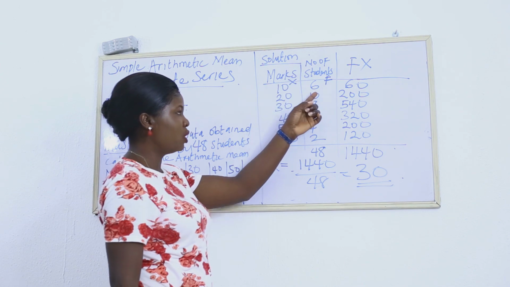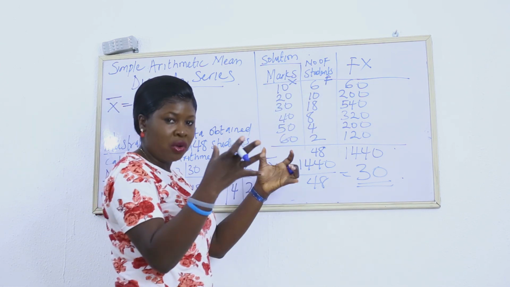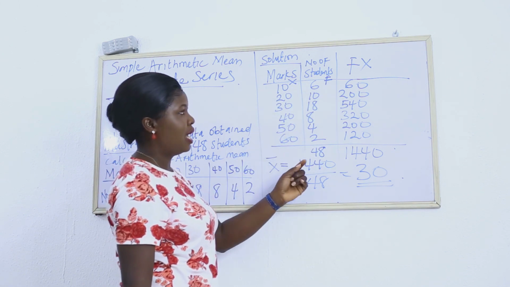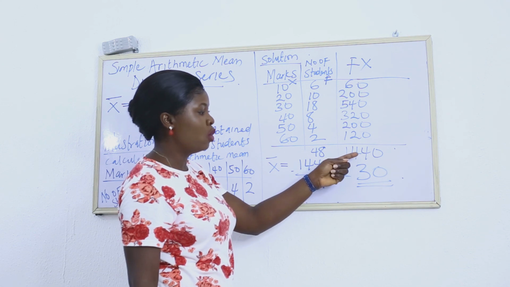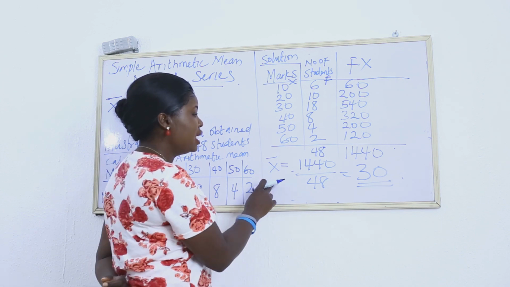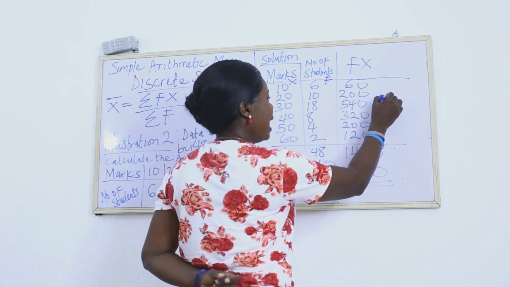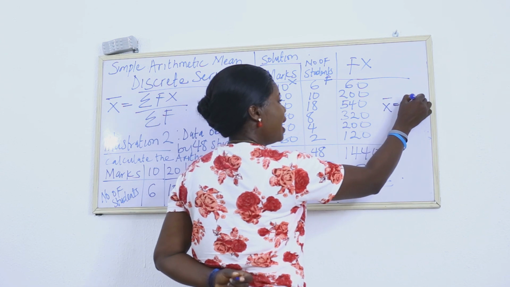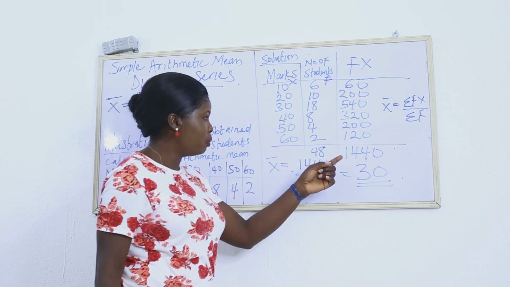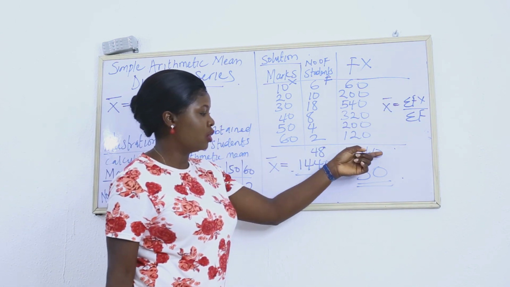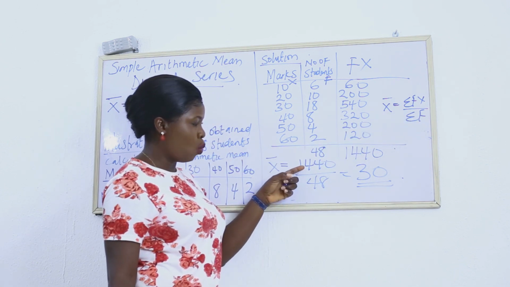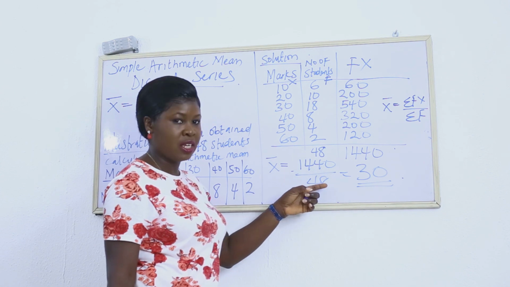The total, summation means addition of all the variables together. So the total of f is 48 and the total of fx is 1440. I'm bringing it into a formula. The formula says bar x is equal to summation fx all over summation f. So bar x is now 1440 all over summation f. Summation f is 48. So 1440 divided by 48, we get 30.